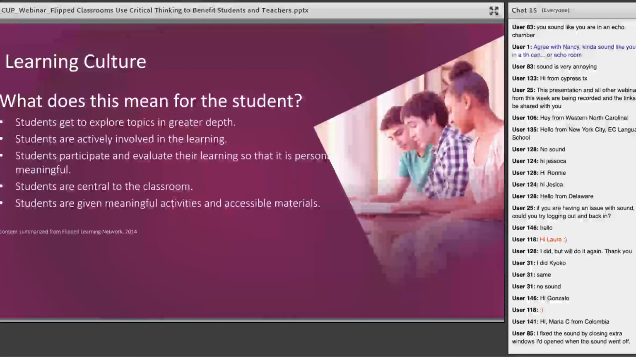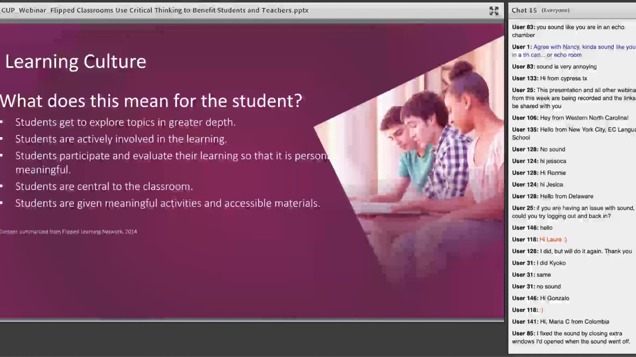They participate and evaluate their learning so that it's more personally meaningful to them. Students become central to the classroom, and materials are actually a lot more accessible for them. Now here at Stanford University, where I teach, and across the United States, the student-centered classroom is vitally important to the ESL class. Students need to be busy and active.